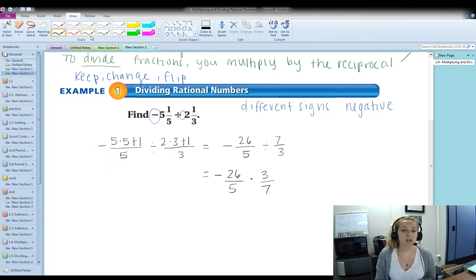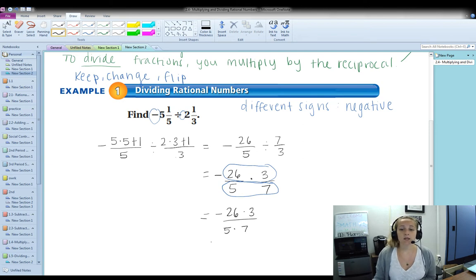From there, I know my multiplying fraction rules. I can look up above. Multiplying fractions, you want to multiply the numerator by the numerator and the denominator by the denominator. So I'm going to actually write this out. And remember, on your worksheet for big ideas, you need to write this out. Show me all your work. So it's going to be negative 26 times 3 over 5 times 7.